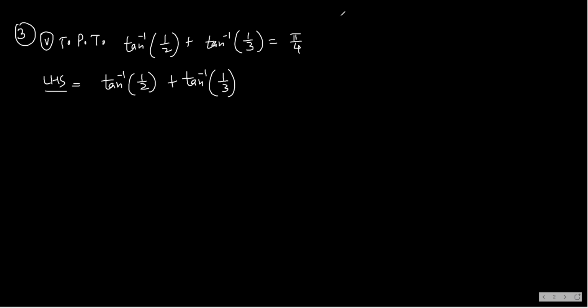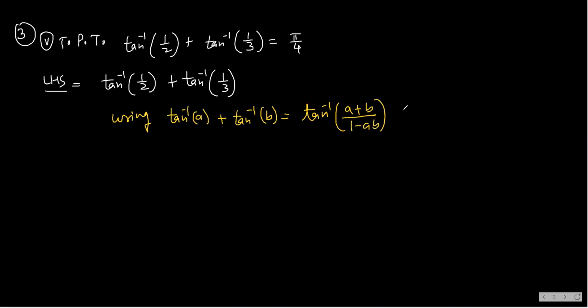See, we will write here. I can write here itself, using tan inverse of A plus tan inverse of B equals tan inverse of A plus B upon 1 minus AB, when AB is lesser than 1. When AB is lesser than 1, we get, what do you get here?